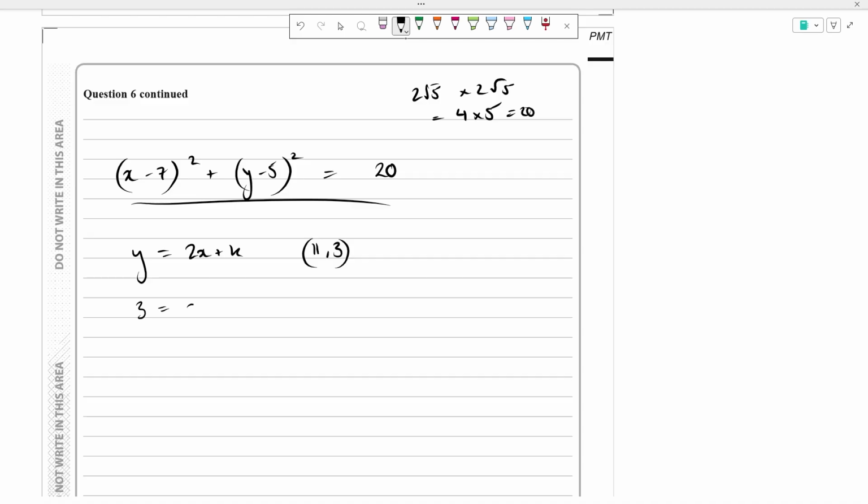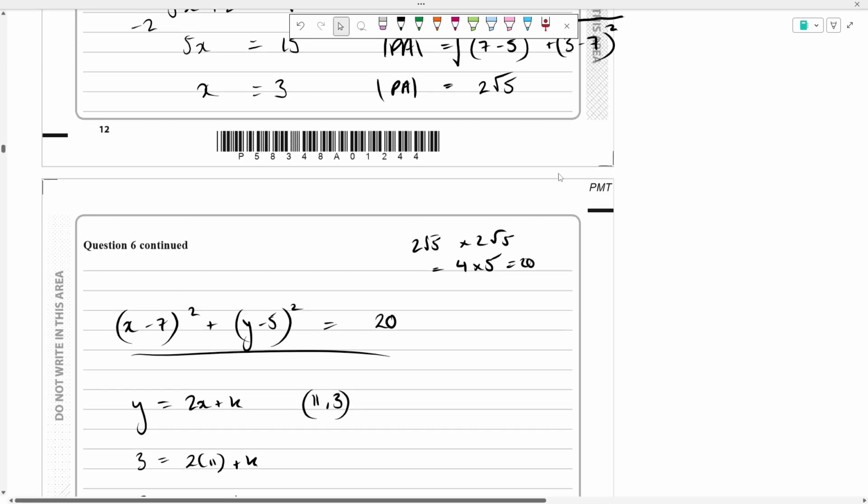So 3 is equal to 2 times 11 plus k. That means that 3 is equal to 22 plus k. Therefore, k is equal to minus 19. Okay, and you can use the discriminant method as well.